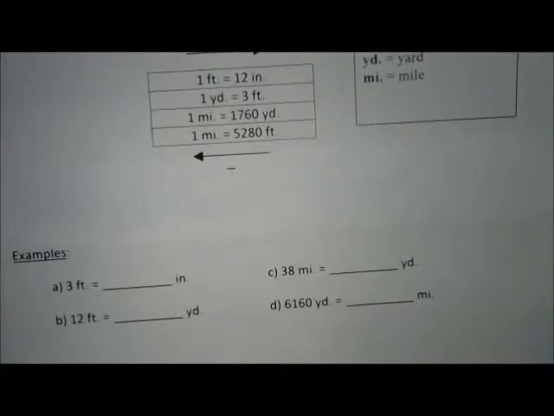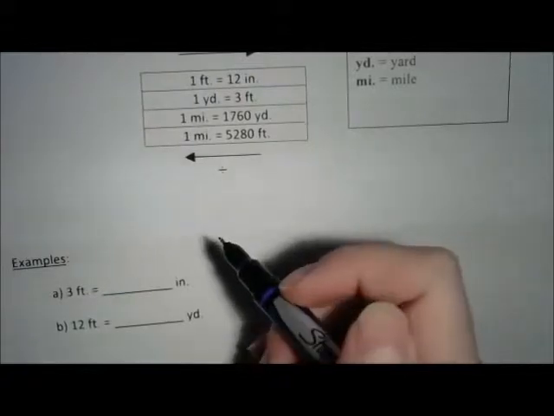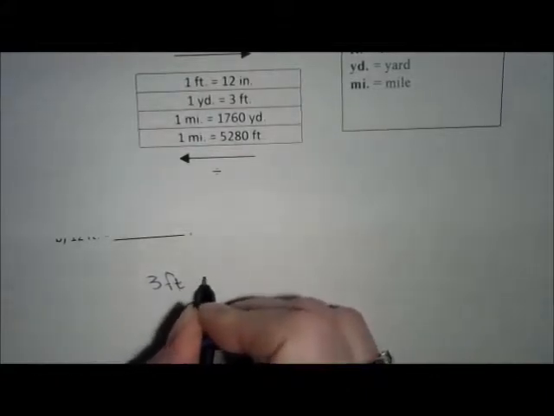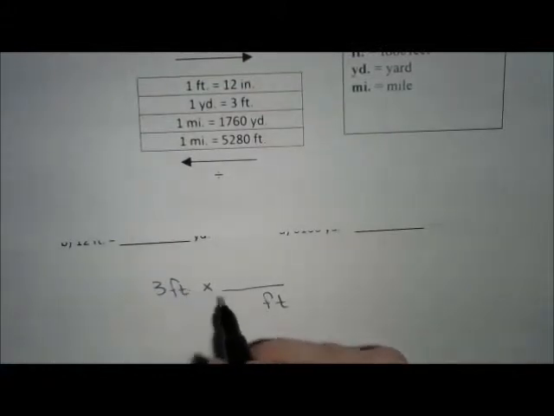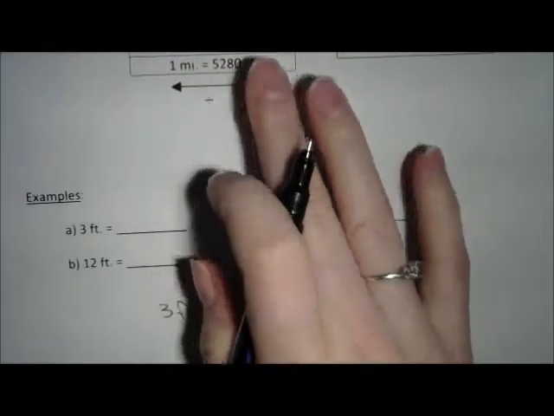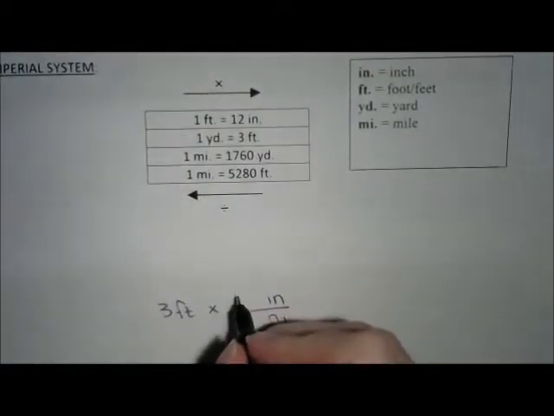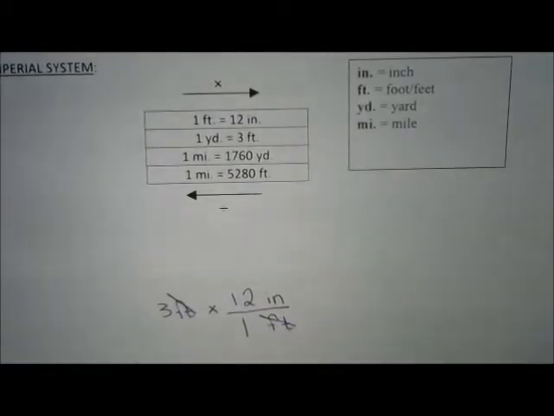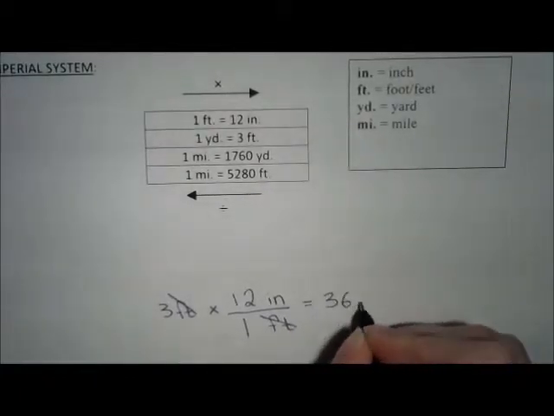So 3 feet is how many inches? Well, we're going to go from 1 foot to 12 inches. Okay. So 3 feet. And we're going to multiply by the ratio that we know, where feet is what we want to get rid of, and we want to convert that into inches. We know that there are 12 inches in a foot, so 12 inches in 1 foot. Double check, yep. These units go away. So 3 multiplied by 12 gives us 36 inches. Okay.